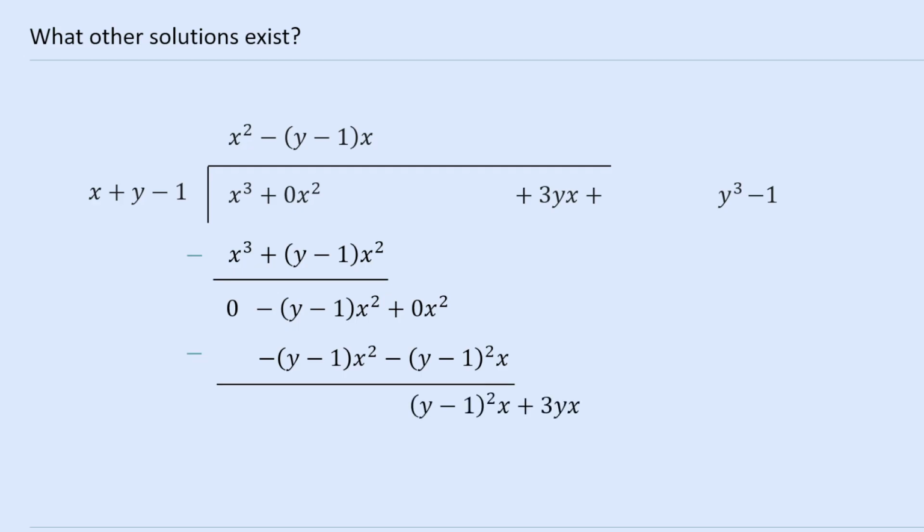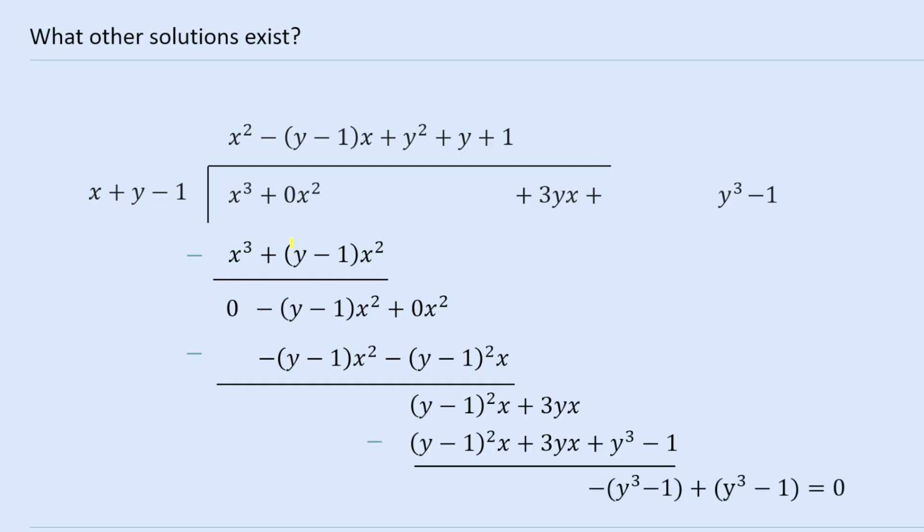Then when we subtract them, we get (y minus 1) squared x, and then we bring down 3yx. We divide x into that, and we end up with (y minus 1) squared, which is y squared minus 2y plus 1, and then we add 3y, so we get y squared plus y plus 1. And then we multiply that by x plus y minus 1, and we get the term at the bottom, which is (y minus 1) squared plus 3yx, and then we get y squared plus y plus 1 times y minus 1, and that comes out as y cubed minus 1.